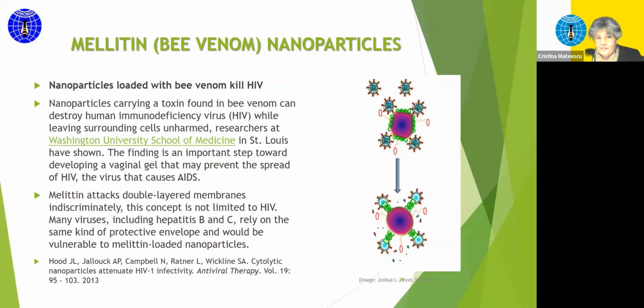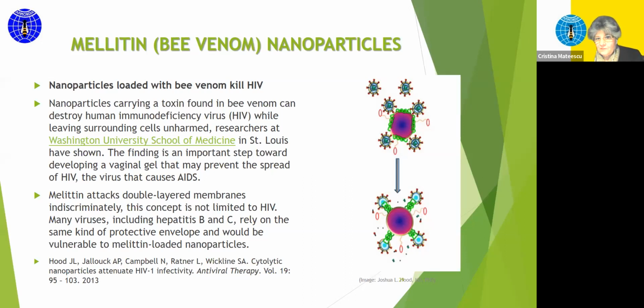But this is only a targeted product because it does not affect the surrounding cells. It's an important step toward developing also a vaginal gel that may prevent the spread of HIV, the virus that we all know causes AIDS. The action of melittin is directed to the double layer membranes which are attacked.